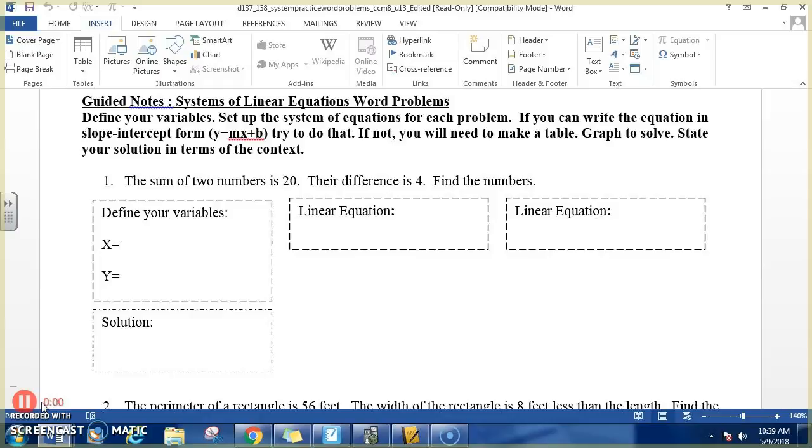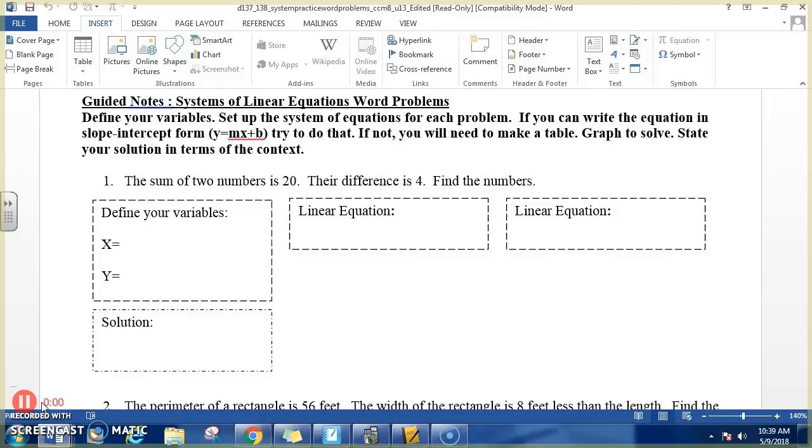I know that Miss Curie has worked with you guys on solving for y, getting y by itself in slope-intercept form, and then being able to graph those equations and finding the point of intersection, because the point of intersection in a system is the solution to the system.